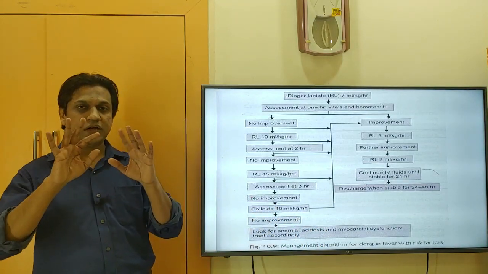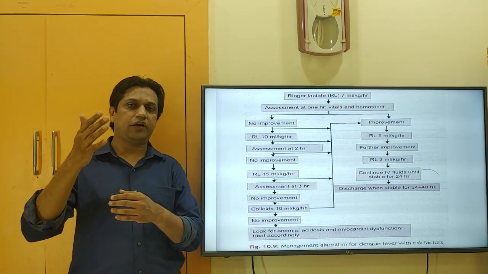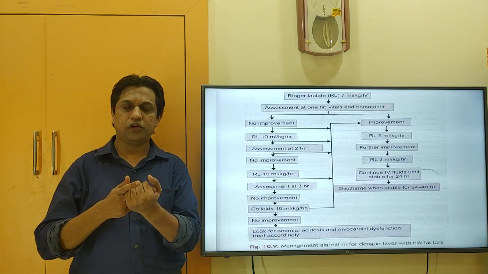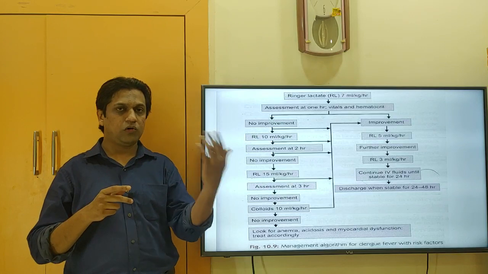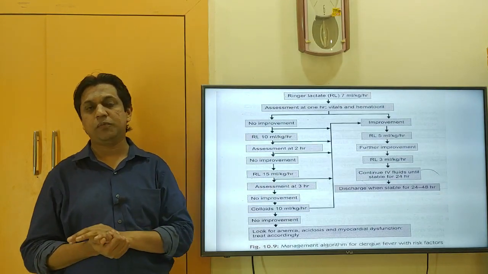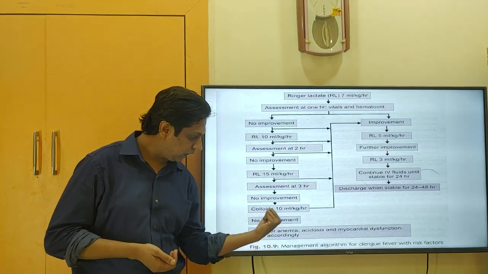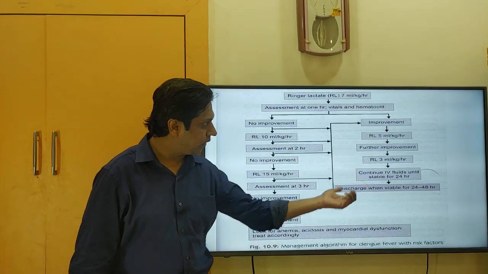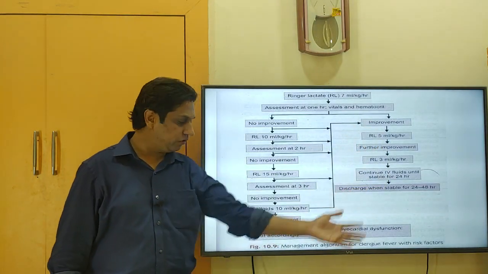See, these IV fluids can be crystalloids like Ringer's lactate or 0.9% sodium chloride. Colloids are higher molecular weight molecules like albumins, dextrose or starch. Colloids can be given to retain the fluid, like 10 ml per kg per hour. So if there is improvement, again gradually we have to reduce down.